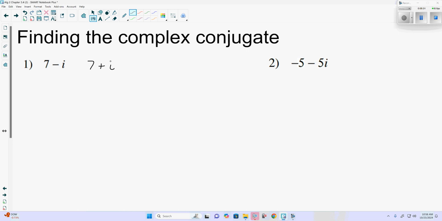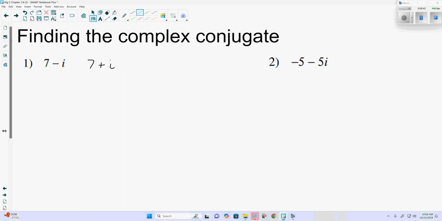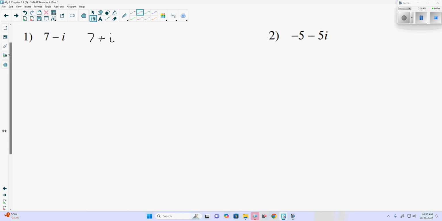So basically, for any of these, we're just switching the sign in front of i. With the second one, you don't put a negative sign in front of the 7. Yep. Because this is really just going off the fact that a plus bi's conjugate is a minus bi. Okay.